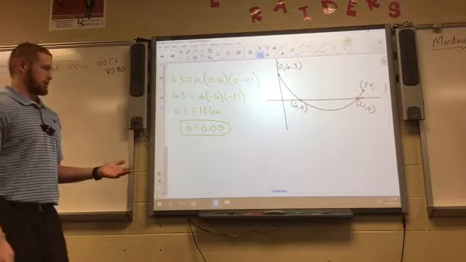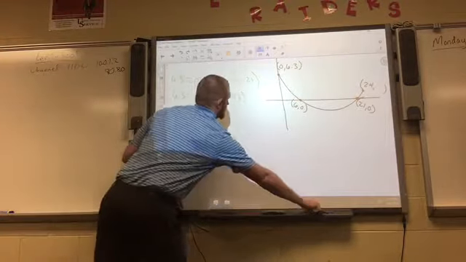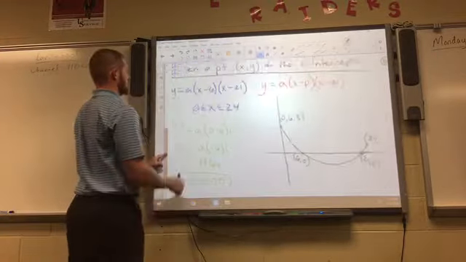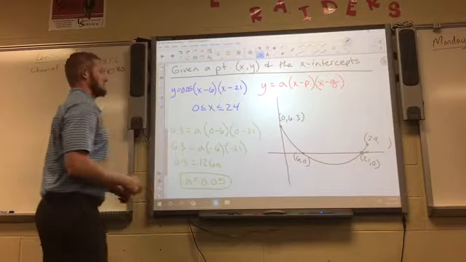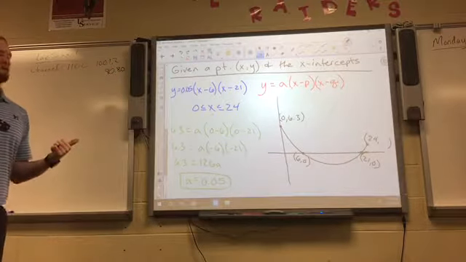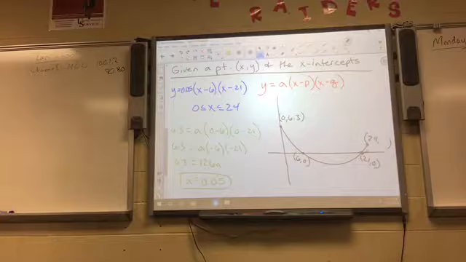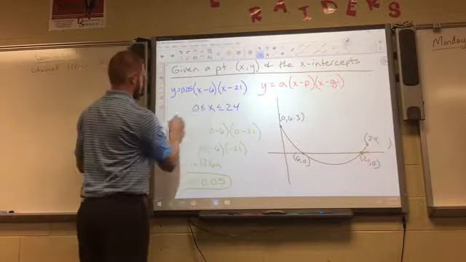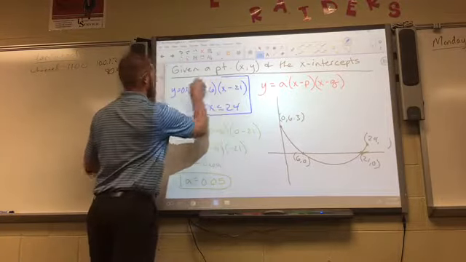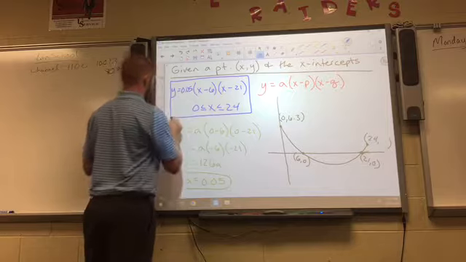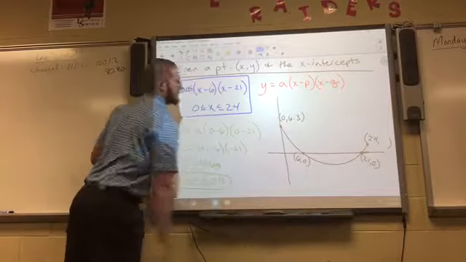So now what should we do with it? Plug it in. It is positive, is that okay? Yeah, it should be. It's opening up. And we already did our restrictions, so there's the equation that models our problem.